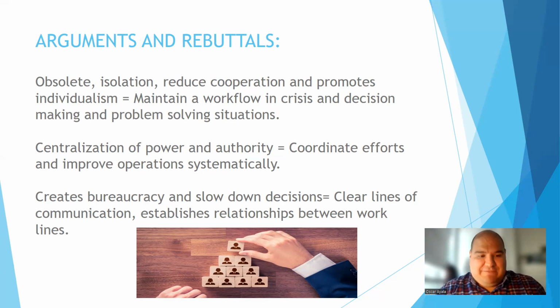In the last paragraph of my paper, I also wrote that some people think that it creates bureaucracy and slows down decisions. The bigger the company, the more decisions are made by people in higher positions such as CEOs, and then it will take longer for people to take action. On the contrary, I believe that with clear lines of communication, everybody knows their role and who to report to, and at that smaller scale, people will be able to resolve small problems in order to solve bigger problems together. It also establishes a relationship between work lines. That means everybody in different departments will be connected to the bigger decisions of the company. So these are some of the arguments and rebuttals that I wrote in my paper.